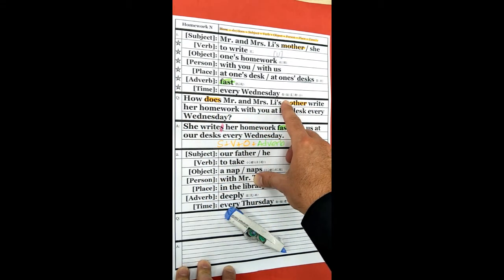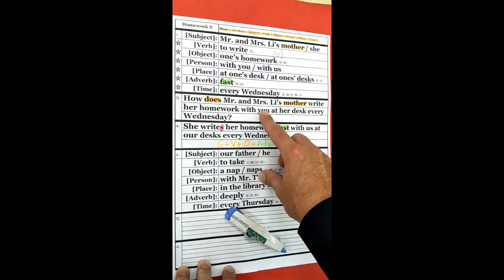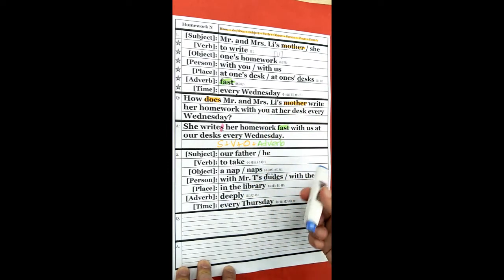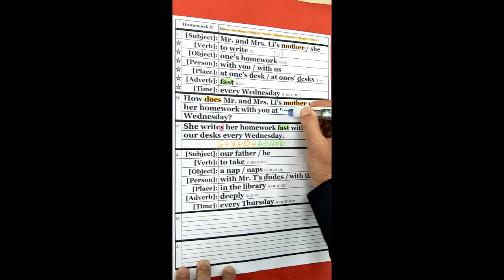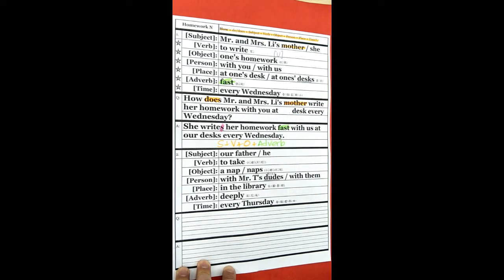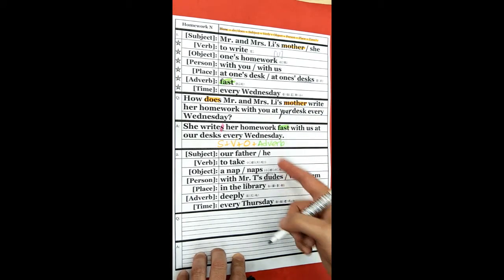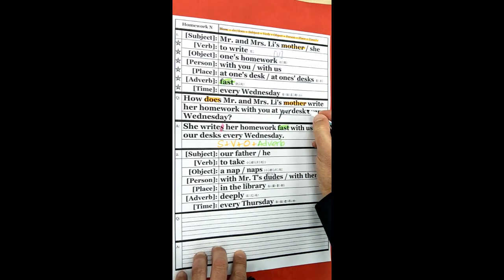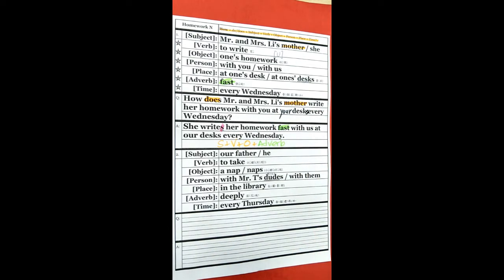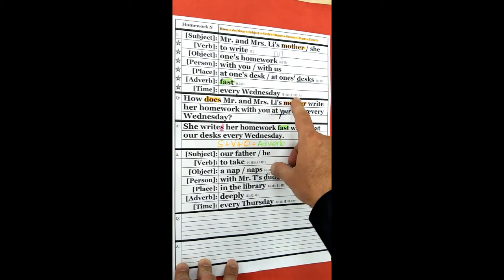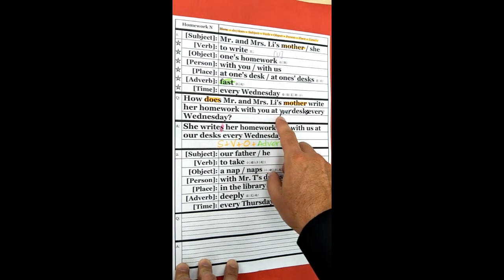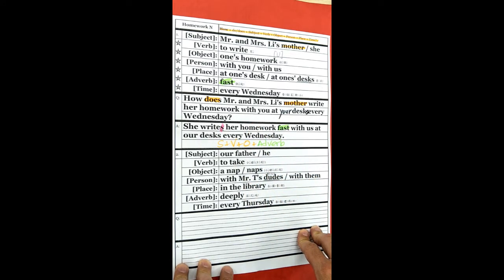So there's you and mother. There's you and mother, so 2 or more, including you. We could have written at your desks. At your desks. Because there's you. Either way is okay. All right? It's very confusing when we use a place with the sentence. It depends on what you're thinking.